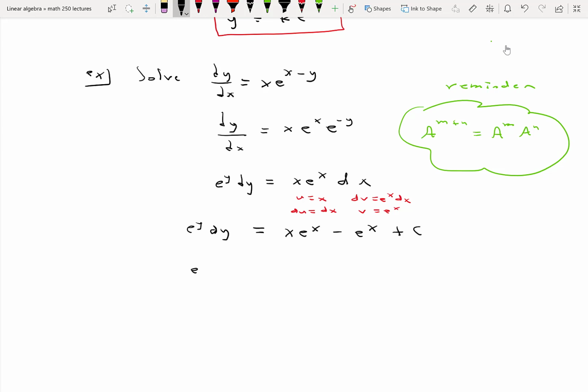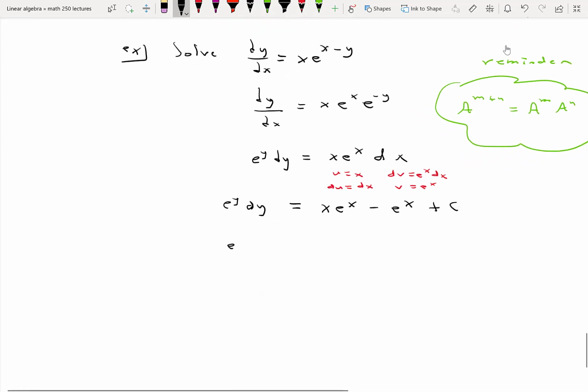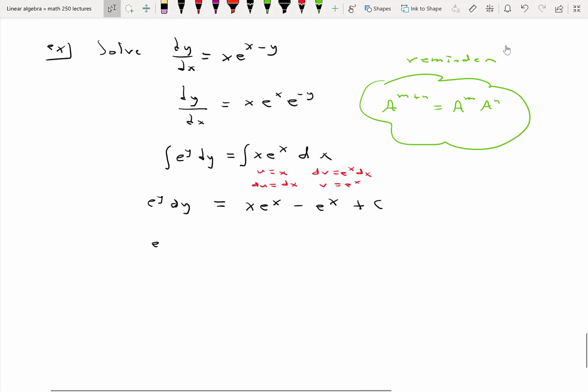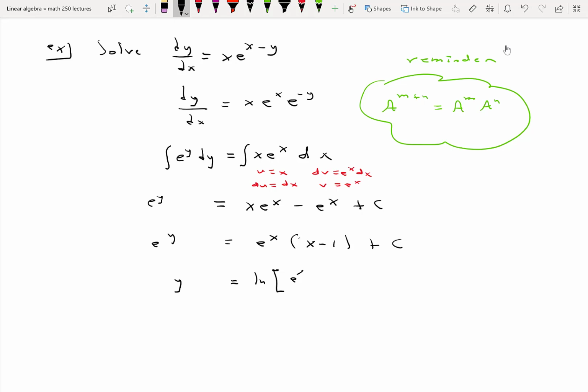So that's what we get after we integrate. Can you see what I have a little extra of on the left-hand side? Right there. So we have e to the y equals e to the x times x minus 1 plus a constant. That's an implicit form of the solution. An explicit form of the solution we get by taking the natural log of both sides. So the natural log of e to the x, you don't have to factor out the e to the x the way I did.